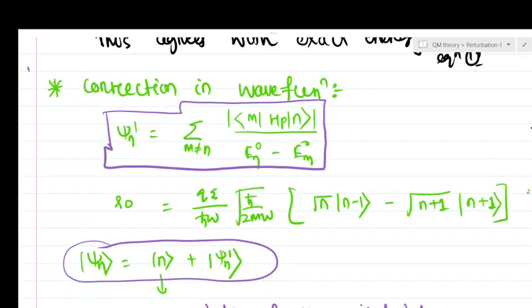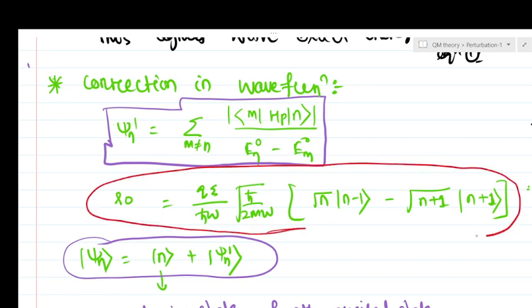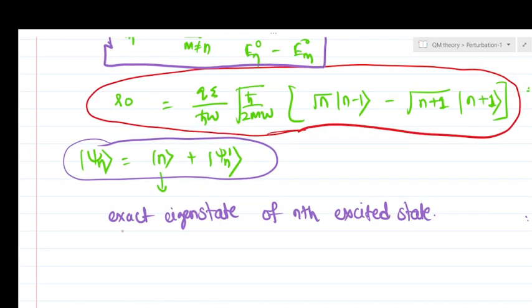Okay, so the correction in the wave function is the sum over m not equal to n of this much, and putting the value of H prime, we will get things like this. This is the extra thing I am adding, the correction in the wave function. You can see it on your own. So the total state is ket n plus psi 1, which is the first order correction, and here ket n is the exact eigenstate of the nth excited state.